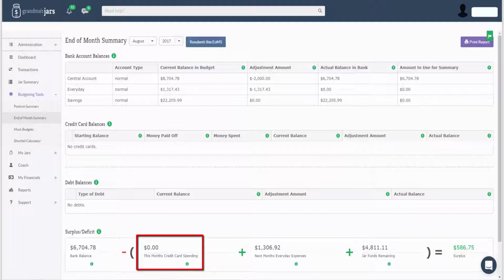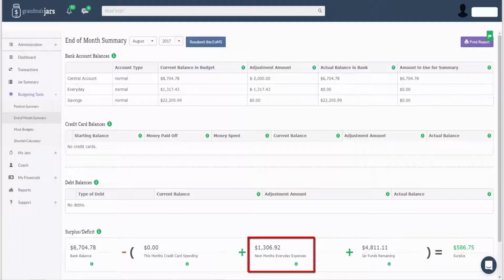If you pay your credit card off each month, or if you've paid your credit card down this month, then this figure should be 0. However, if there have been any net increases on your credit card this month, then that is a figure that should be showing here. The next figure is your everyday allowance.